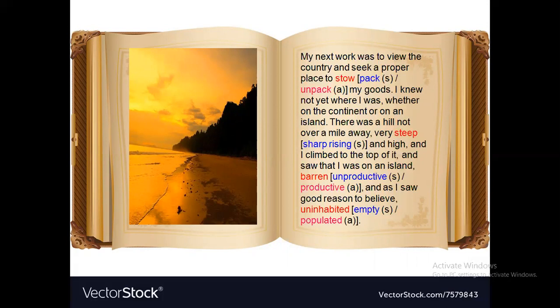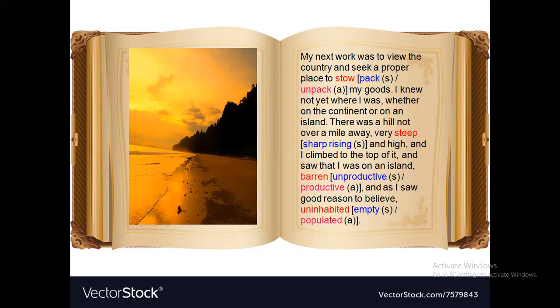So Robinson Crusoe decided to climb to the top of the hill, and when he reached the top, he looked around and found that the land where he was at that time was actually an island. The island was barren. Barren means unproductive. That means there was no cultivation. It was completely unproductive land.